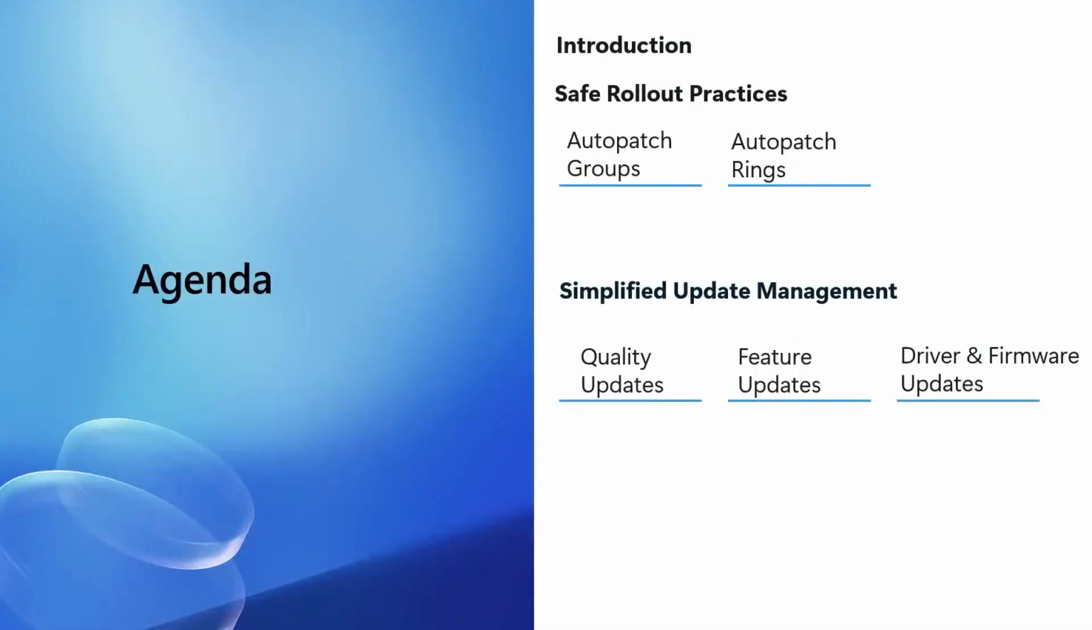In this session today, we will go through the safe rollout options available with Autopatch using Autopatch groups and rings. We will then do a deeper dive into how to manage different content types, including quality updates, feature updates, and driver and firmware updates using Windows Update Management.